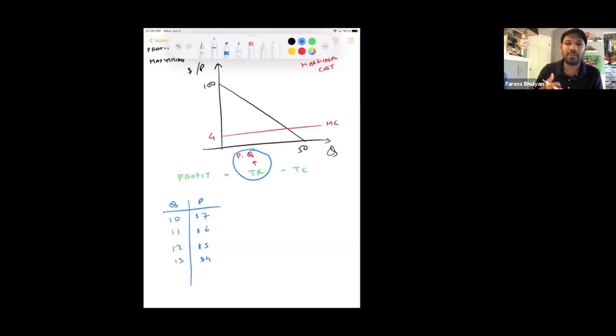So let's think about in this table, how would you solve for marginal revenue? I would add another column called total revenue here. And hopefully you know what the total revenues are. It's $70, $66. What is this? $60, 52.